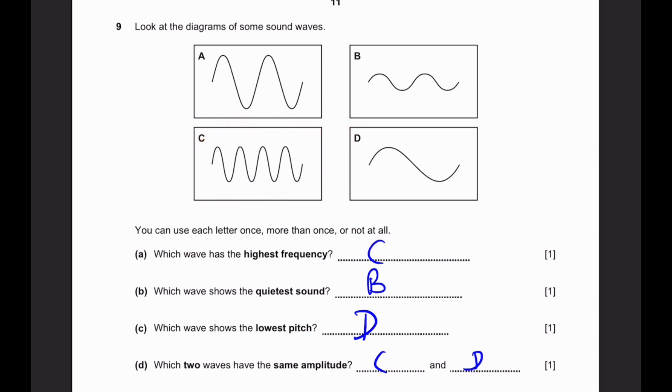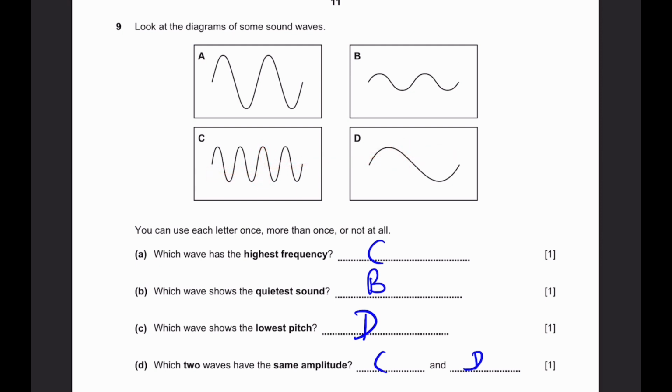B. Which wave shows the quietest sound? That is the lowest height or amplitude, which is actually B. C. Which wave shows the lowest pitch? That means the lowest frequency, and that would be D because it has only one wavelength. And D. Which two waves have the same amplitude? That'll be the same height of the wave, which is simply C and D. They have the same amplitude.